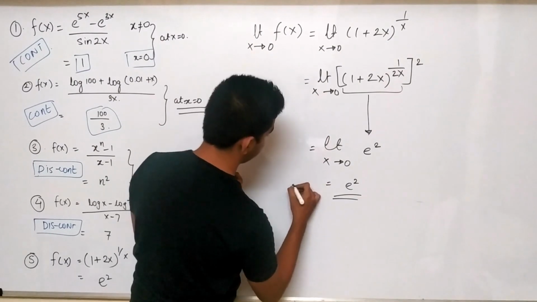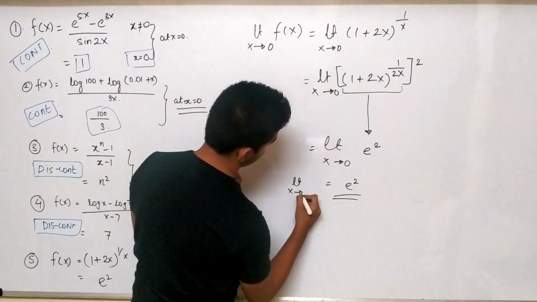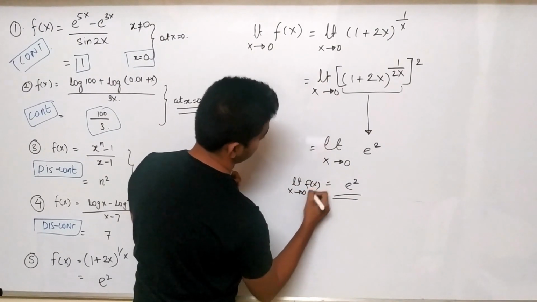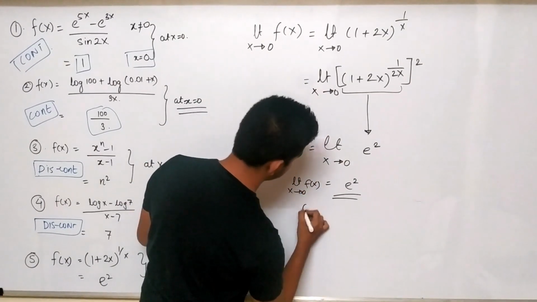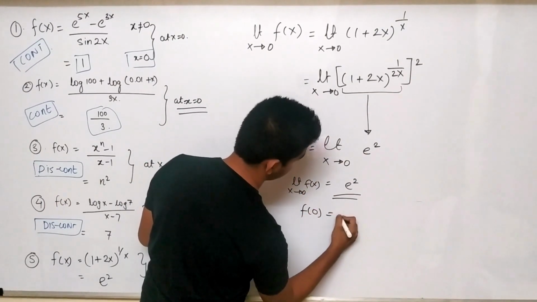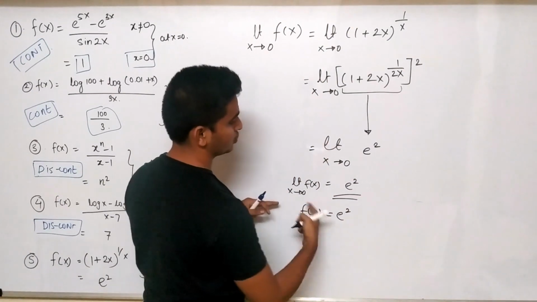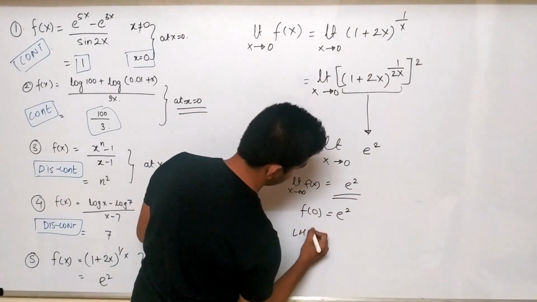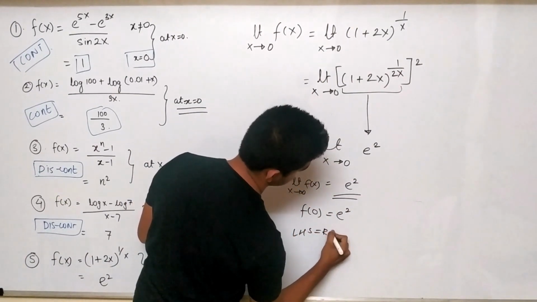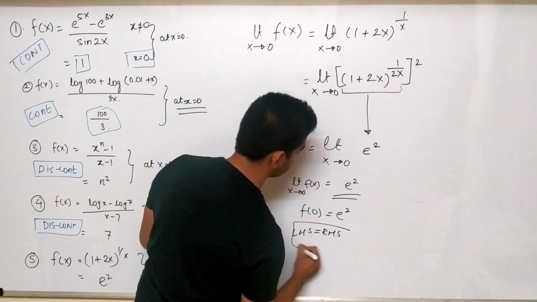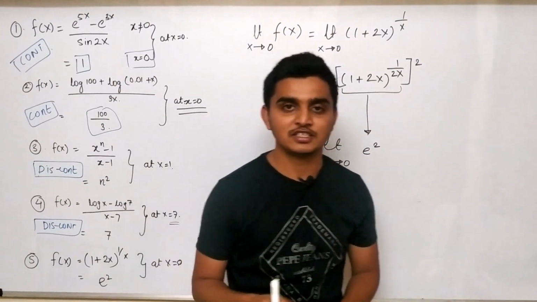Well, this is the limit x tends to 0 of f of x, but we are given that at f of 0 we have the value e square. So since these two are equal, we have LHS equal to RHS, and hence this particular function is continuous.